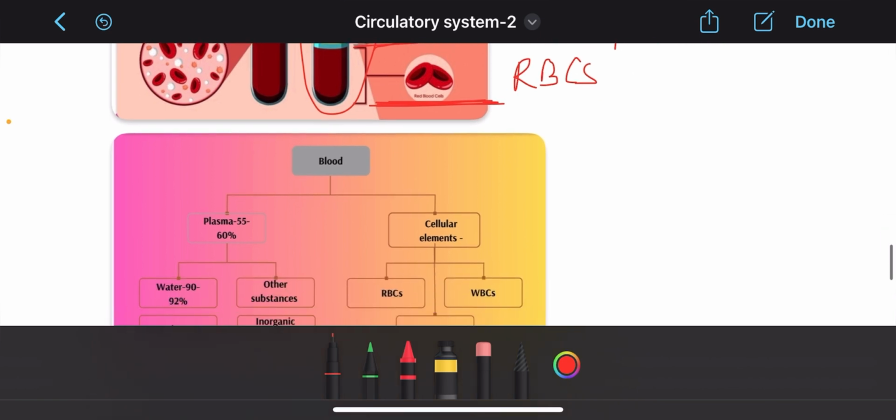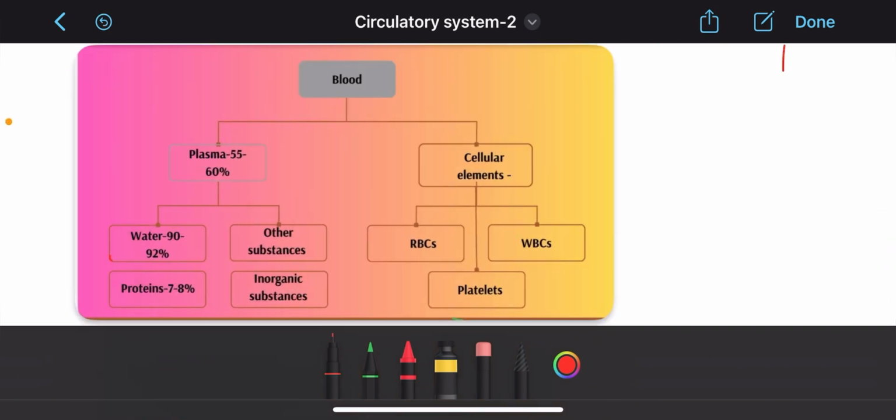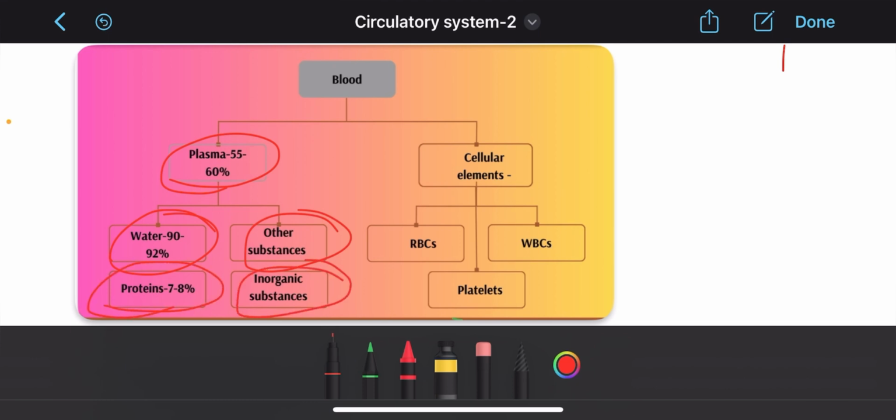Now let us see the different components of blood. These are plasma, 55 to 60%, which contains a major portion of water, about 90 to 92%. Other substances such as glucose, amino acids, fibrinogen, hormones, urea, etc. are in traces, protein 7 to 8%, and inorganic substances such as sodium chloride and sodium bicarbonate 1%. Then the cellular elements such as RBCs, also known as erythrocytes, WBCs, also known as leukocytes, and platelets, also known as thrombocytes. About these individual components we are going to study in our next session.